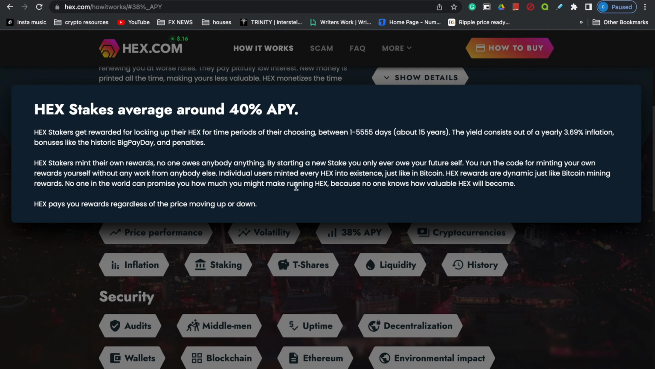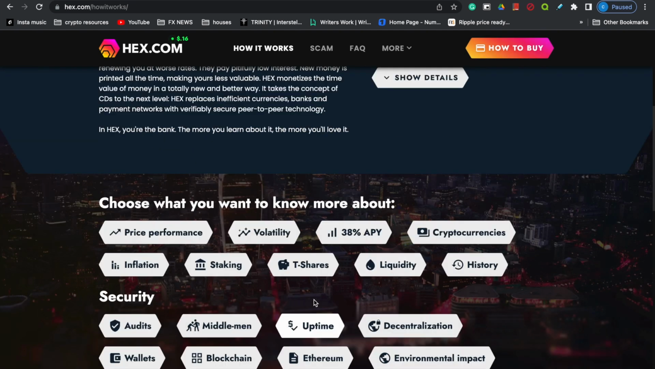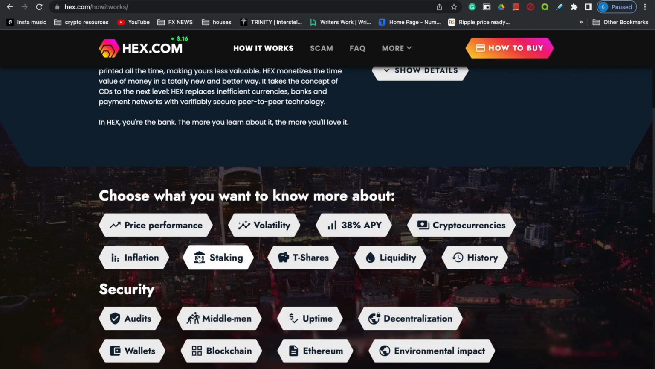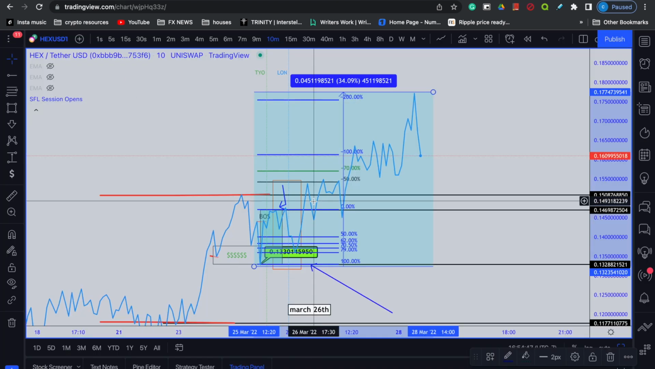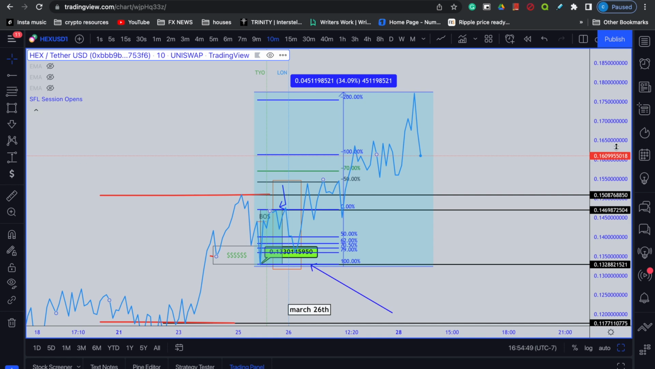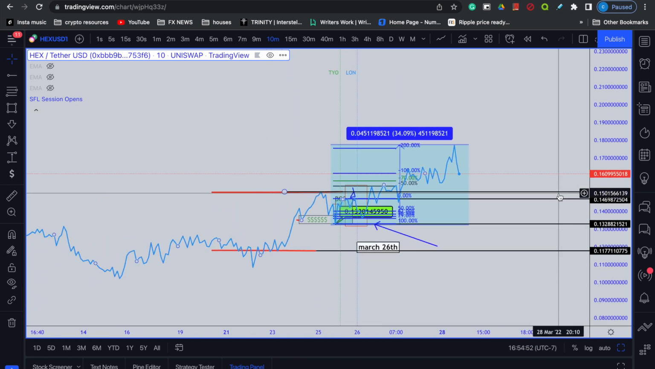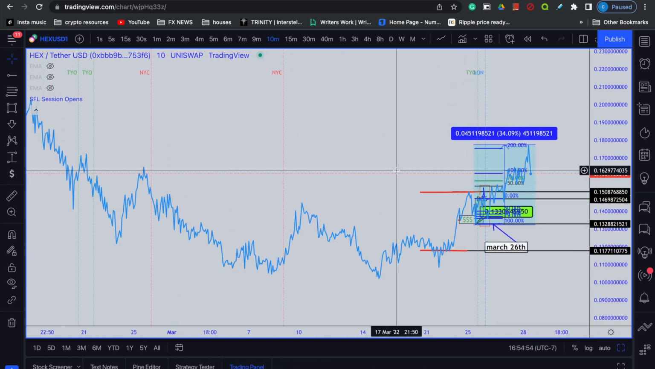Individual users minted every Hex into existence, just like Bitcoin mining rewards. No one in the world can promise you how much you might make running Hex because no one knows how valuable Hex will become. That is insane. So I'm going to be looking to take a lot of my crypto portfolios and stick it into projects like this that are going to make me passive income in the long run. And I thought, I'm going to buy some Hex. But trading cryptocurrency and forex, I utilize the same methodologies that I teach on the charts via technical analysis to wait patiently for entries to get the best deals on my dollar cost averaging on whatever crypto project I'm looking to purchase, okay?